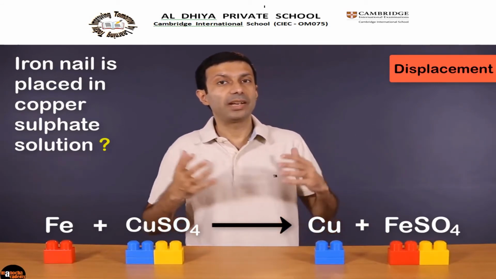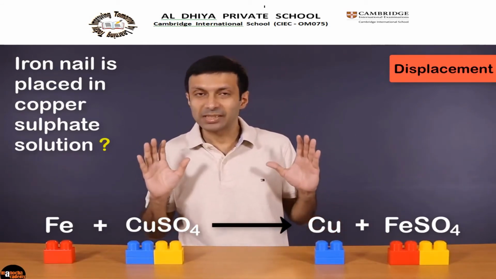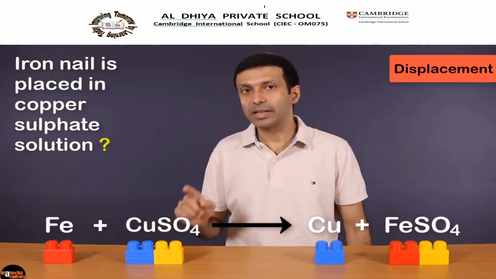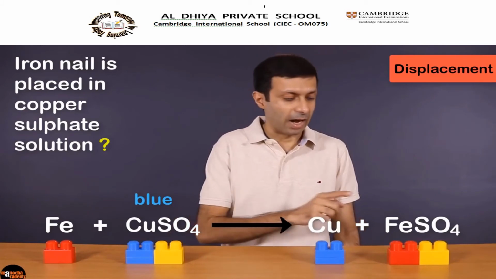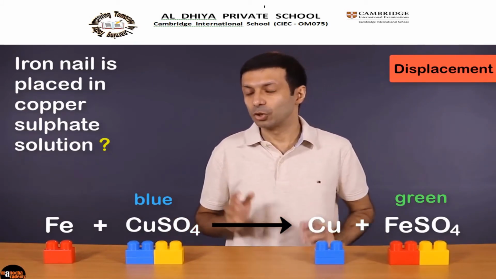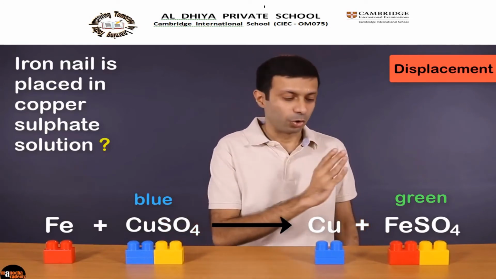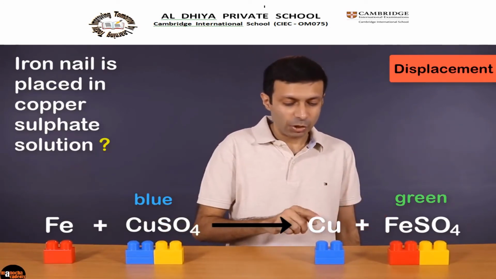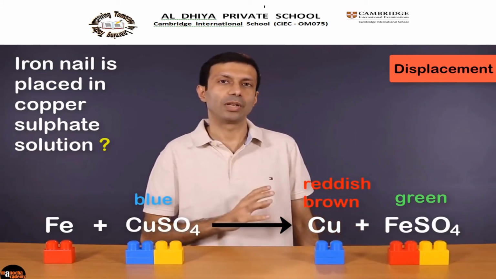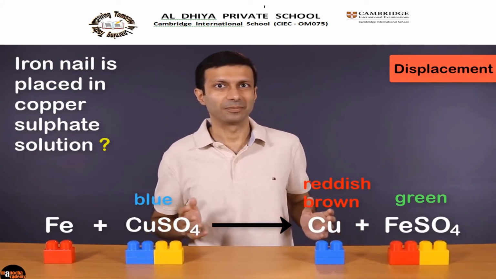We can even predict the observations based on this reaction. So we know that copper sulfate is blue in color and iron sulfate is green in color. So the color of the solution is going to change from blue to green. And since you have copper being deposited here, you're going to see a reddish brown deposit on the iron nail.